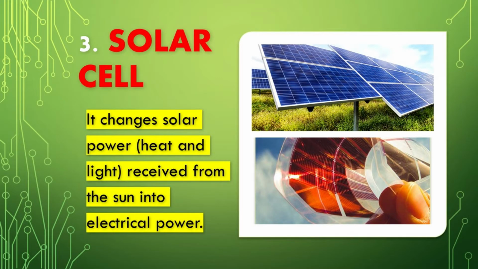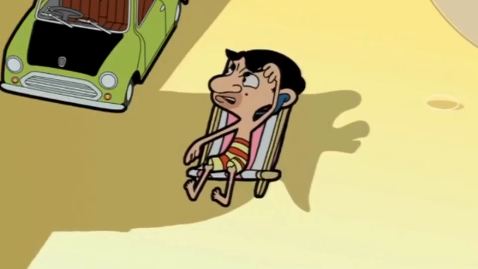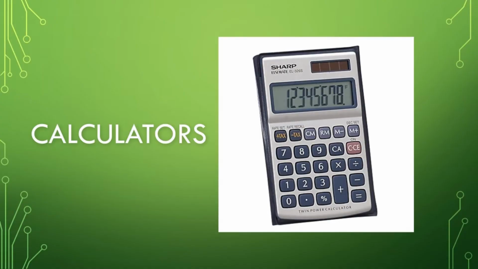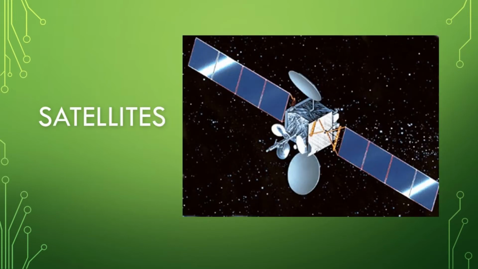Number 3. Solar cell. It changes solar power, or heat and light received from the sun, into electrical power. Solar cells are often used in small things like calculators and clocks, but they are also used by spacecraft and satellites.